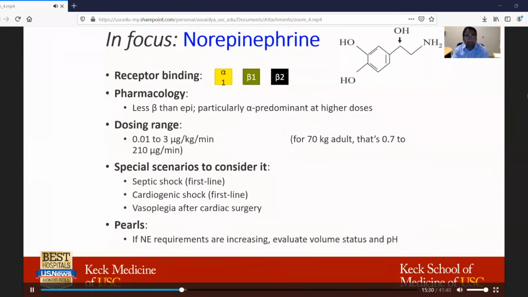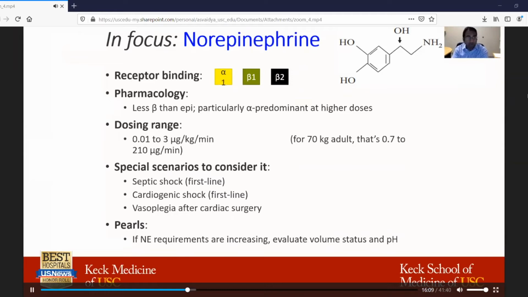Levophed, or norepinephrine, has the same receptor activity. It has a little bit less beta activity than epi, and is particularly alpha predominant at high doses, similar to epinephrine. But it's important to know that it's a little bit more of a pressor rather than an inopressor compared to epi. Epi is going to have a little more bang for the buck in terms of inotropic action. The dosing range is seen here, along with special scenarios to consider it for. By the Surviving Sepsis guidelines, it's the first line agent for septic shock, but also for cardiogenic shock.